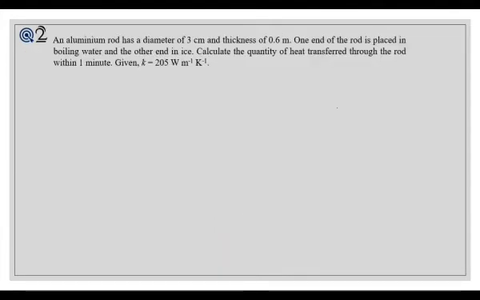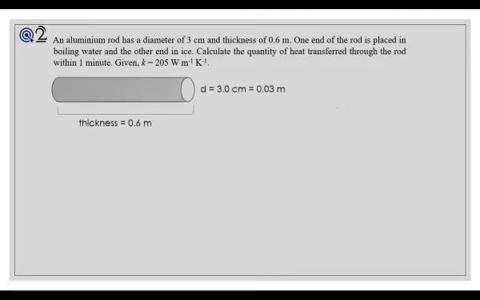Let's move on to question number 2. An aluminum rod has a diameter of 3 cm and a length of 0.6 meter. One end of the rod is placed in boiling water and the other end is in ice. Calculate the quantity of heat transferred through the rod within 1 minute. Given that the thermal conductivity of the aluminum rod is 205 watt per meter per Kelvin.